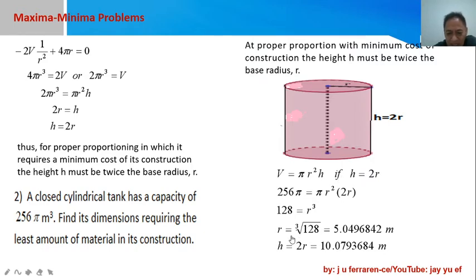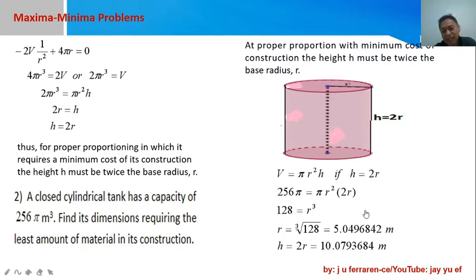So, taking the cube root of both sides of the equation, I have the cube root of 128, which will give you your r. Calculating, we have approximately 5.05. And twice the value will give you the value of your h, so multiplied by 2, I have approximately 10.08 meters. Or you can write up to the last digit of your calculator.